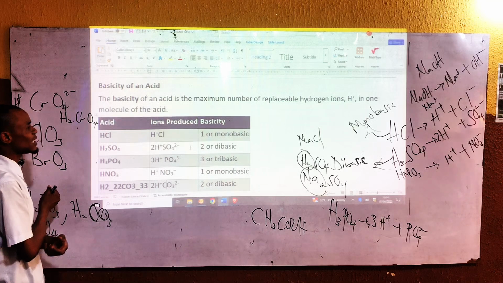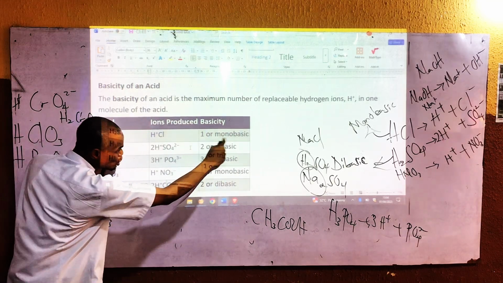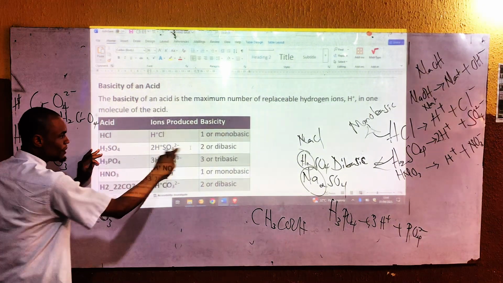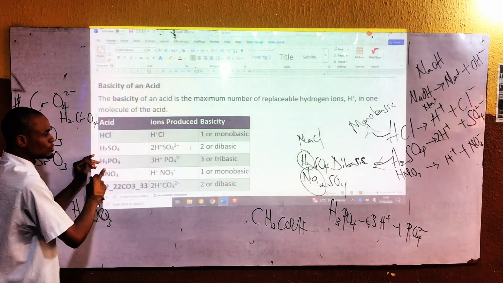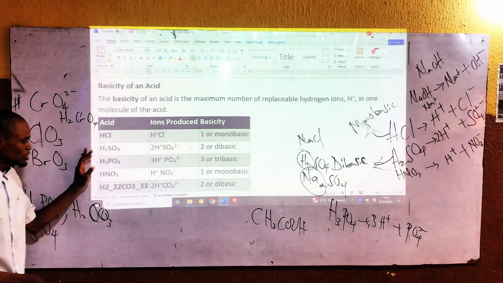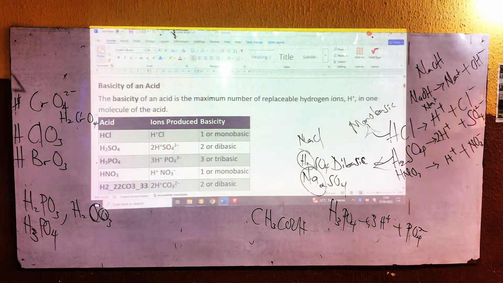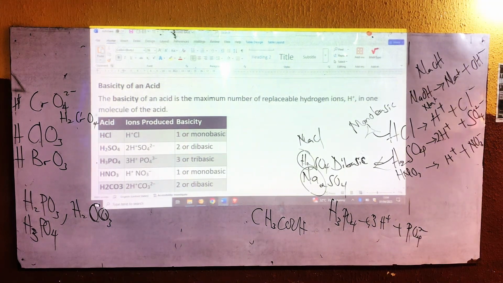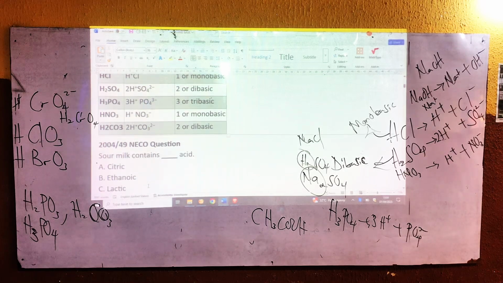So now look at it. One basic: this has one replaceable hydrogen ion. That is dibasic, 2 replaceable hydrogen ions. Tribasic, 3. One basic hydrogen ion. H2CO3 is what? Dibasic, right? Dibasic. That's it, and so forth.